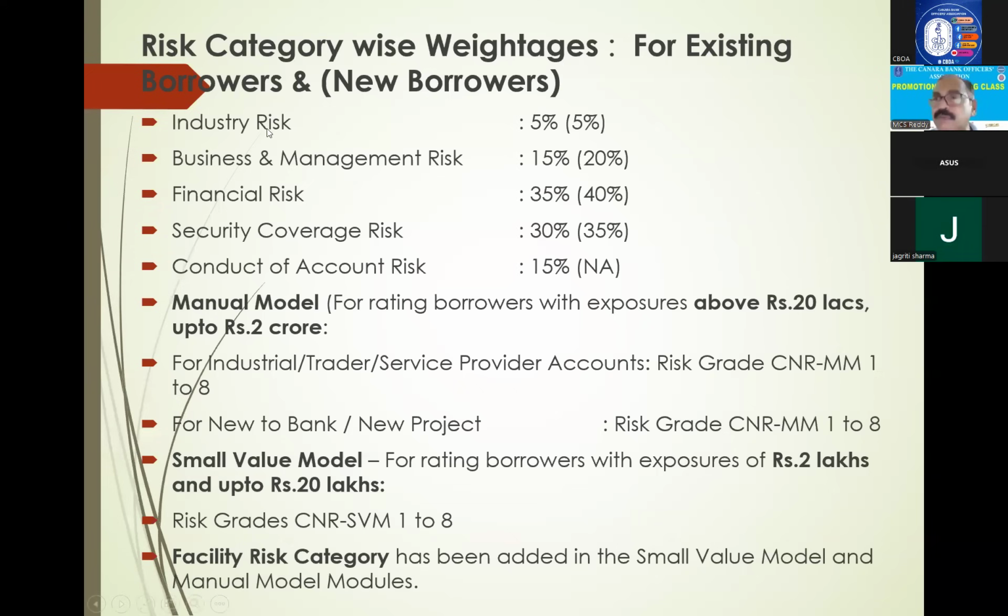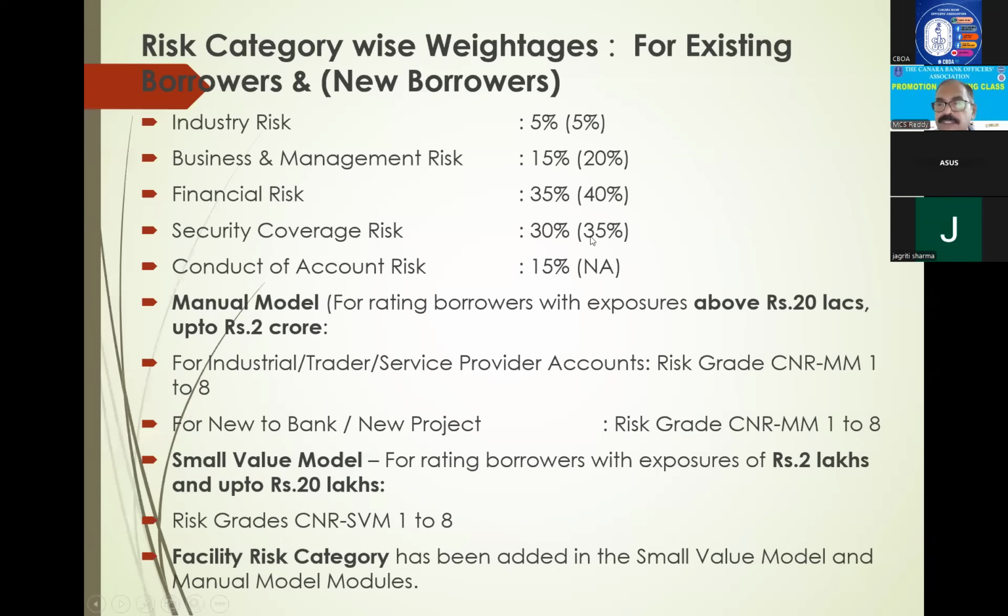Industry risk, what type of industry is this, like that. Similarly, business and management risk. Who is the management, their qualifications, experience, etc. That is 15%. Financial risk, how their financials are, is it good? If the debt equity ratio is good, or their capital is good, like that, they will give 35% weightage.